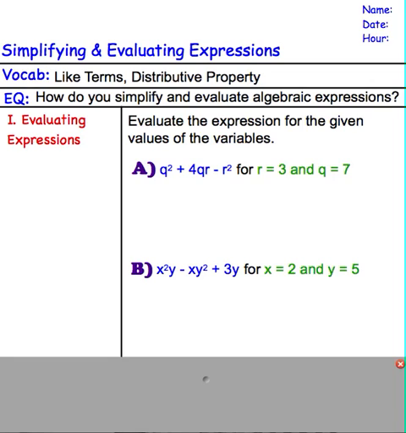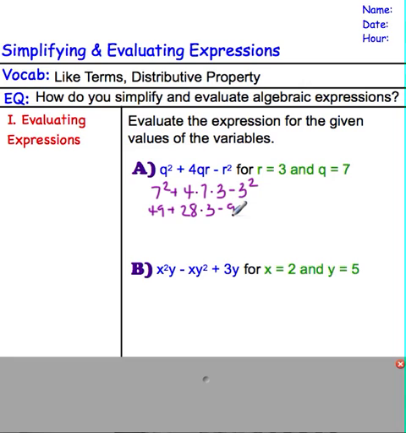So the first thing I want to do is substitute in. So being that q equals 7, I'm going to have 7 squared plus 4 times q, which is again 7, times r, which is 3, minus r squared, so minus 3 squared. And then I need to use my order of operations, which we'll talk about a little later. But I know that 7 squared is 49, and 4 times 7 is 28, and I'm going to leave the times 3, minus 3 squared, which is 9.